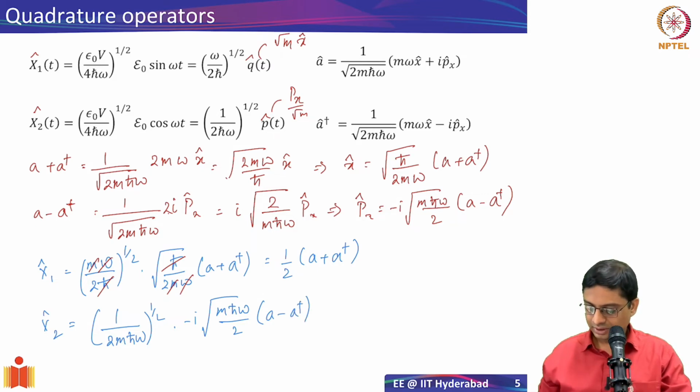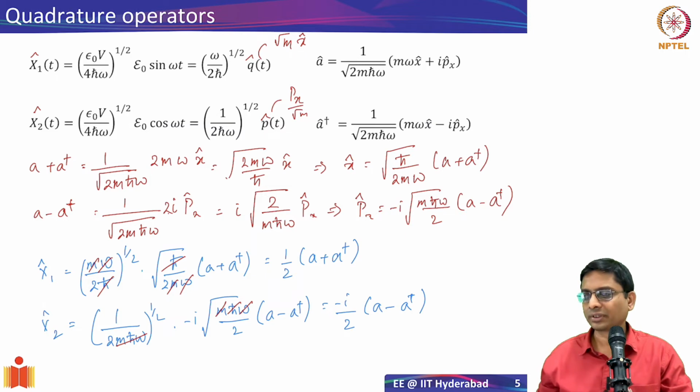Again, m, h-bar and omega will go out. So we'll be left with minus i by 2 (a minus a dagger). This is my quadrature x2, the operator for quadrature x2. Now the question is, once you know the states, you can again compute the interrelation, like what we said. So we will use this to compute the uncertainty relation for x1 and x2.